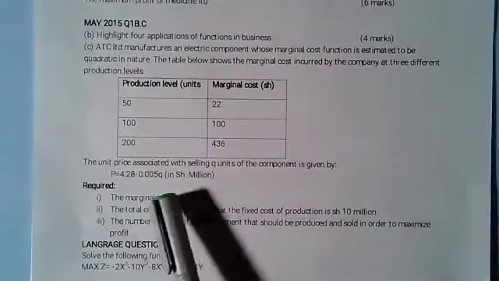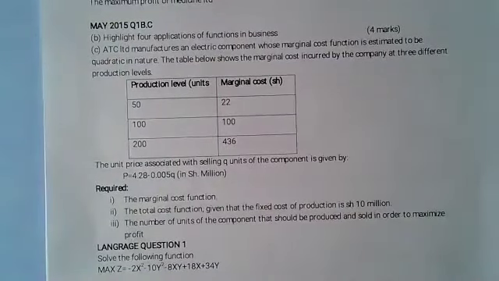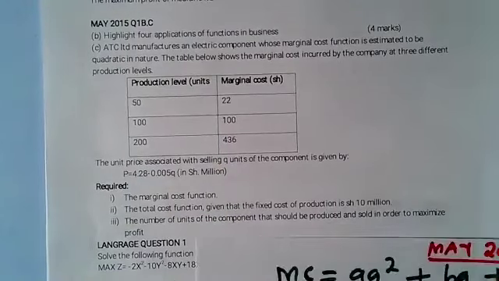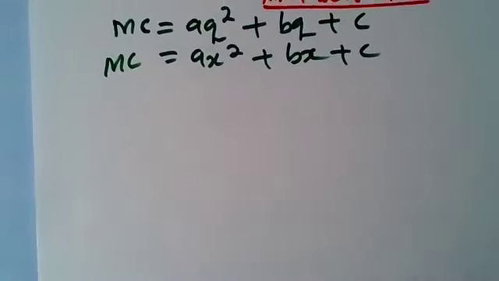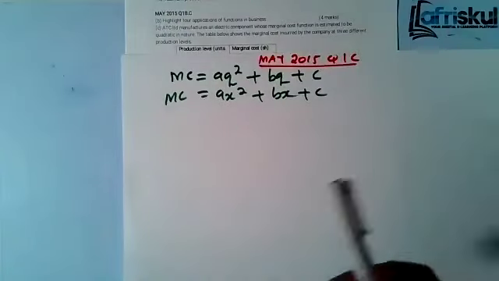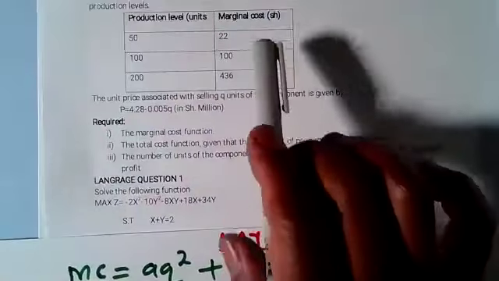So the unit price associated with selling Q units of the component is given by a function, the marginal cost function. So how do we get the marginal cost function? Please follow along. Now this is what you do. If you ask about the marginal cost function, we are told that the marginal cost takes the quadratic form. In this case, from the question, we are already given the marginal cost.